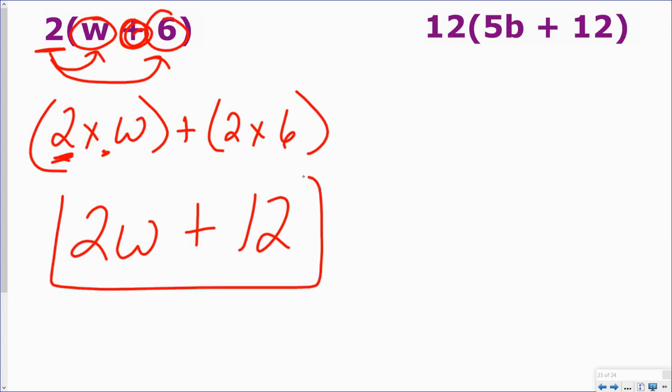So this would be my final answer. It's as simple as I can make it because, again, I don't know what this w is, so I can't combine those two.